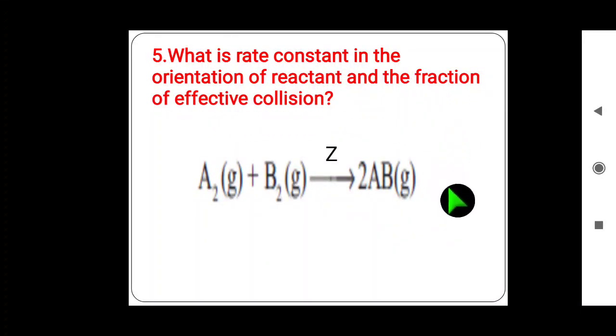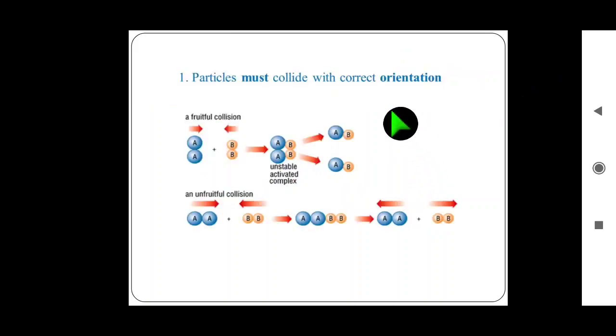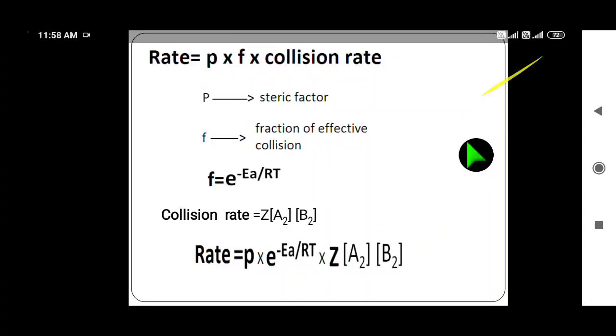First, you should write the general equation. Already we have seen A2 plus B2, with collision constant Z, gives 2AB. That is the product. The next step, we have to draw the diagram again, for understanding, as already explained.